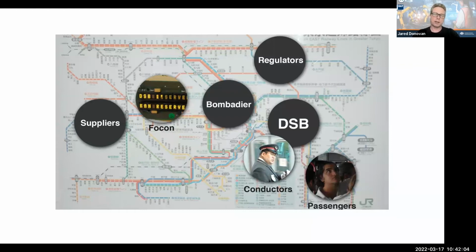In this project, following the field studies and work with the train conductors and passengers, on the next slide you'll see an image from a forum where we brought people from right across this network together to talk about the potentials for innovation that existed for them. This included everyone from the train conductors through to the IT manager for the national train carrier.